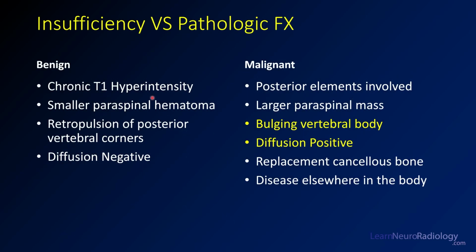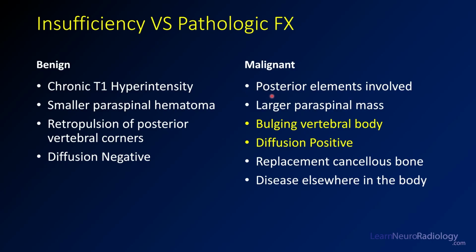So this is a little bit of a summary here of how you might differentiate benign insufficiency fractures from malignant pathologic fractures. The benign fractures, when they're chronic, they tend to be T1 hyperintense, so they do have some normal marrow still left in them. They may have a paraspinal hematoma, but it tends to be smaller. The posterior corner may bulge into the thecal sac, so you get a little bulge there, causing a little bit of narrowing of the thecal sac, but on diffusion, they tend to be negative.